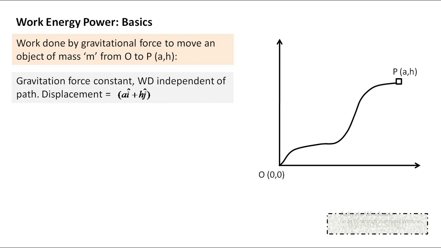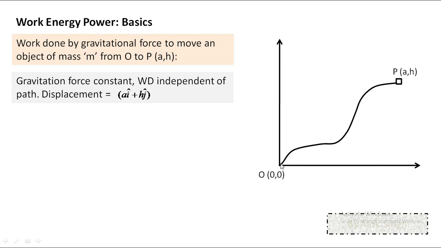Any such question, first thing we should think of is whether the force is constant or variable. Gravitational force is a constant. Hence, work done is independent of path. We will not worry about the path taken. We will only worry about resultant displacement, and resultant displacement is final position vector minus initial position vector.